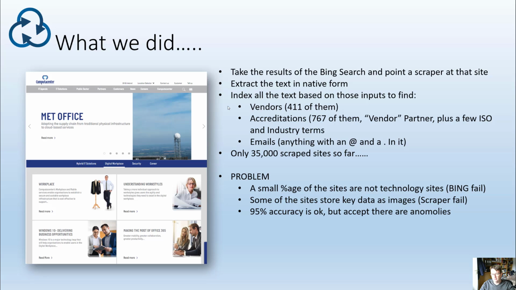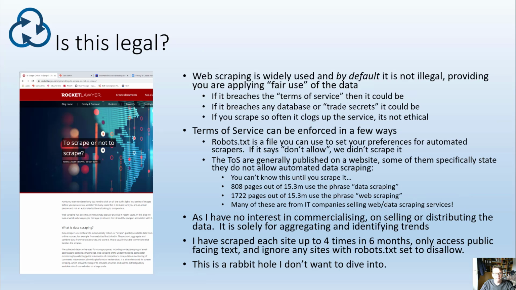Interesting. As I've explained, had some problems with this. Only a small percentage of the sites are not technology sites, but that's because we couldn't get the right sites out of Bing. Finally, the scraper did have a few problems. And so, some of the sites didn't scrape correctly, and we've discarded that. But we think we're in the sort of 90% accuracy mark, and I'm trying to work on some processes at the moment to try and make that more accurate.